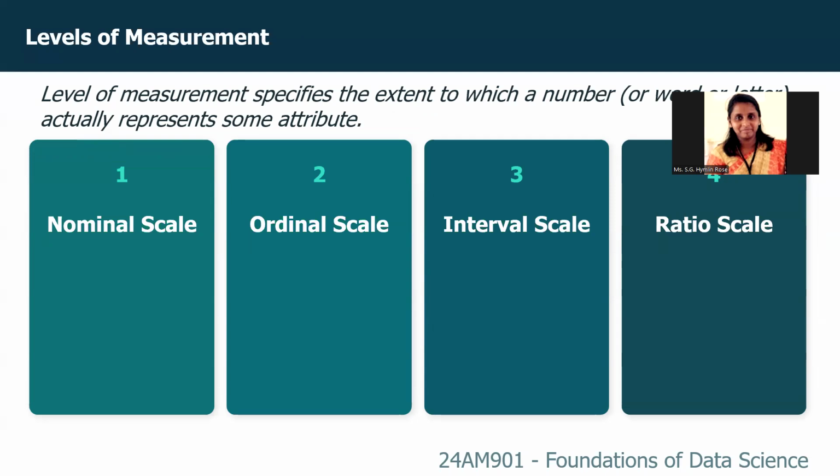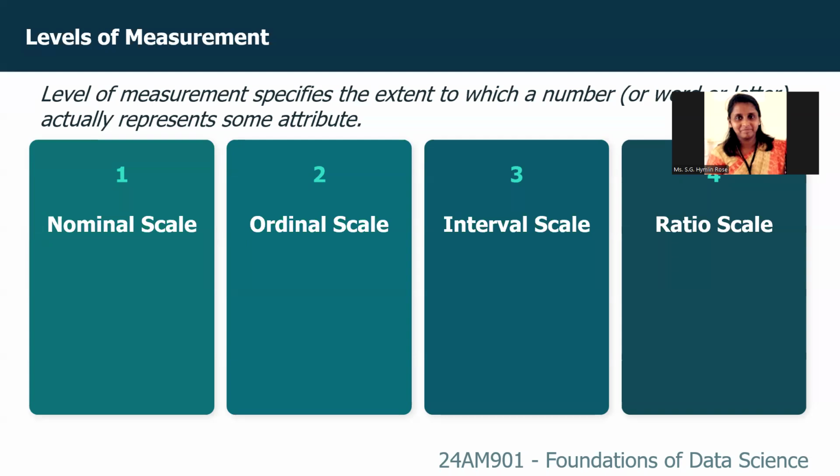So what do levels of measurement represent? It specifies the extent to which a number actually represents some attribute of the observation. This concept is crucial. We arrange it as four levels: nominal scale, ordinal scale, interval scale, ratio scale. What is nominal scale? We discussed nominal data, right? Similarly, categories without order. Only equality can be assessed. Blood type, gender.